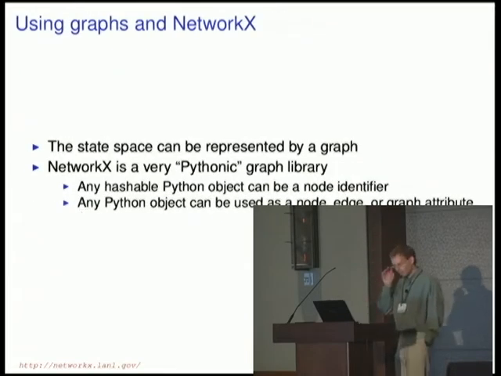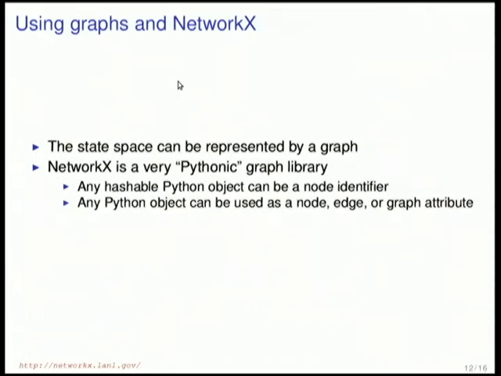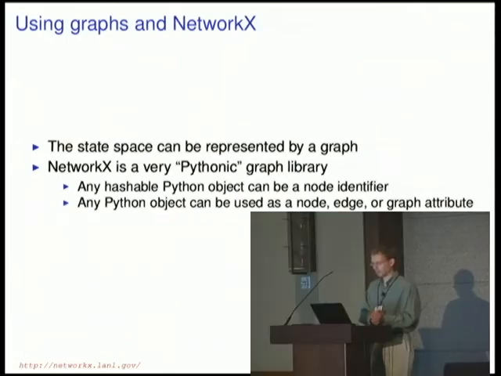And the next part that we need to solve is how to represent the state space, and it's very natural to use a graph to do that. For that, we use NetworkX, which is also a very nice library. It's very Pythonic. In particular, we can use any object that we can compute the hash of as a node identifier, and any object as a node, edge or graph attribute. So we can use the LSA representation, for instance, as a node attribute without problem. So it's very easy to connect these two things.